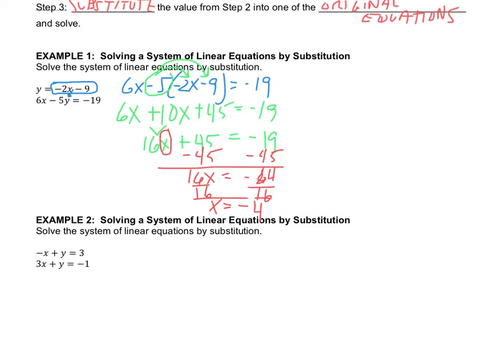But again, we know we need an x and a y value. So here's the second part of the substitution, and this is the third step. So now I'm going to take this x equals negative 4 over here and pick one of the equations. Well, when I look at these two equations, I would say this one looks easier to work with, so I'm going to use that one. So negative 2x minus 9. If x equals negative 4, I can plug it in.